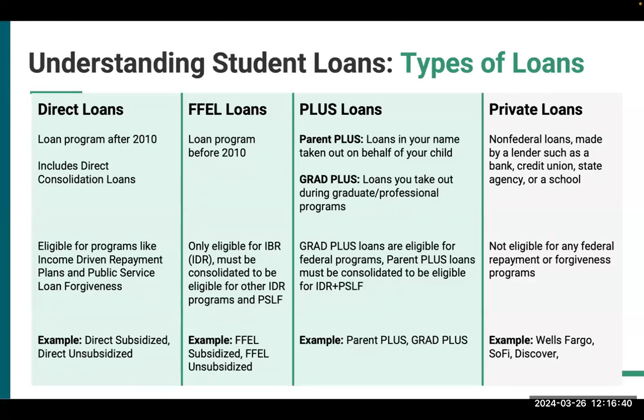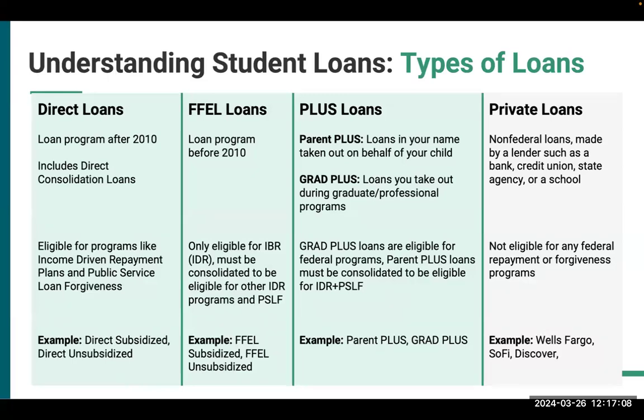And if you have a FFEL loan or a Parent PLUS loan, you will need to consolidate that loan into a direct consolidation loan in order to qualify for those programs. So again, really important to just understand what type of loan you have and the fact that you may need to take an extra step of consolidation in order to be eligible. And again, this is something that the Savi tool can help you to identify, and our team can help assist with that consolidation as well.